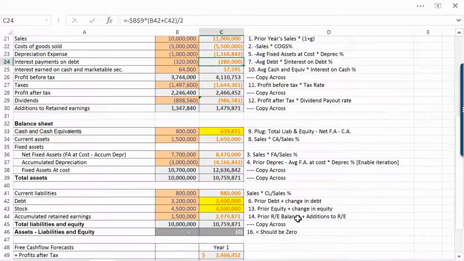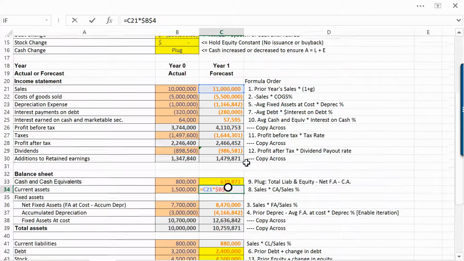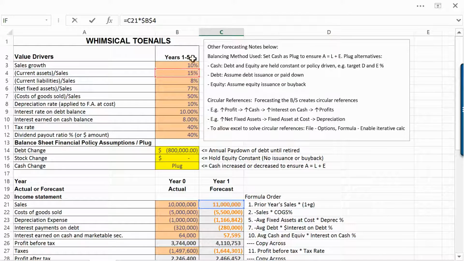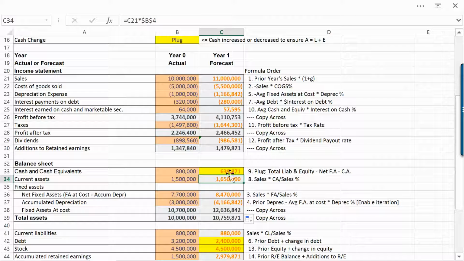But let's jump down. To get to debt, I need to do a few things first. Let's look at current assets. Current assets are assumed to be a percent of sales. So it looks like I'm going to take 15% of sales to be in current assets. And then I'm going to figure out how much cash I have. Now I'm going to use one particular model here. This is a model for modeling the balance sheet where cash is a plug. So it's a common method for getting the balance sheet to balance.